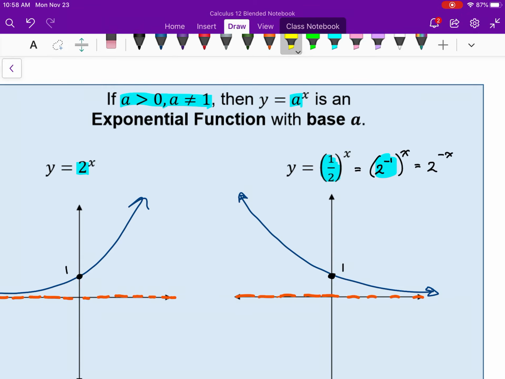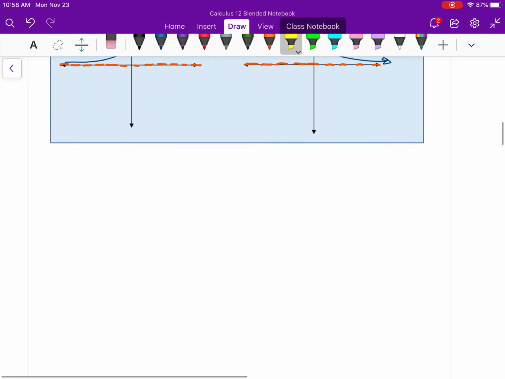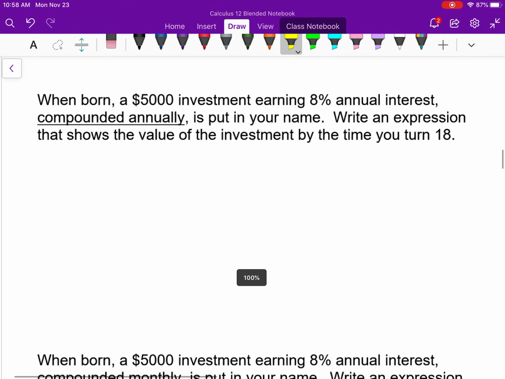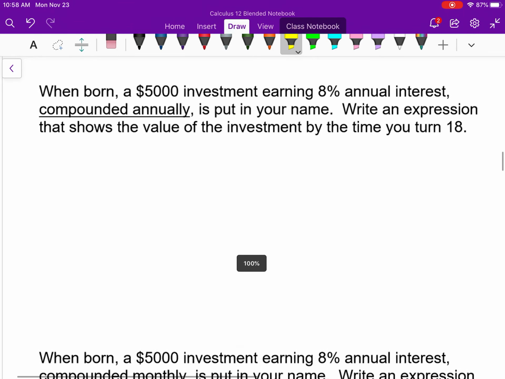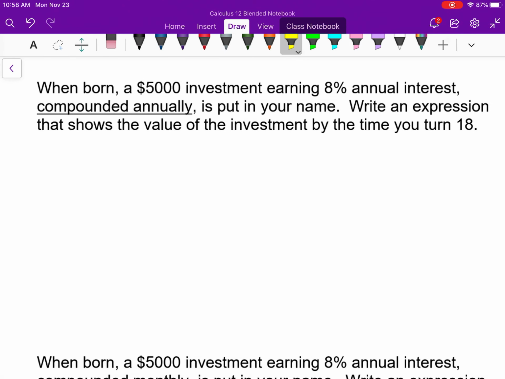All right, let's look at a typical kind of exponential question involving compound interest. I have a couple examples here that are almost identical. They both start with a $5,000 investment. It grows at 8% annually. But the first example is compounded annually, which means every year you get 8% of the previous year's value all in one step. And we want to write an expression that shows what this is worth after 18 years.